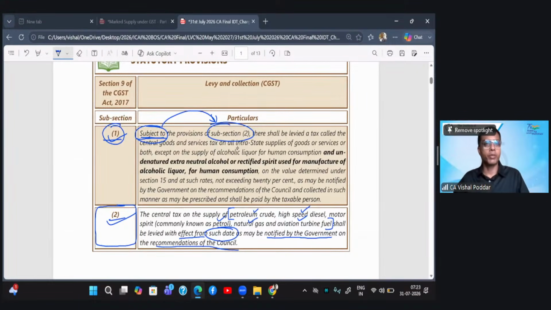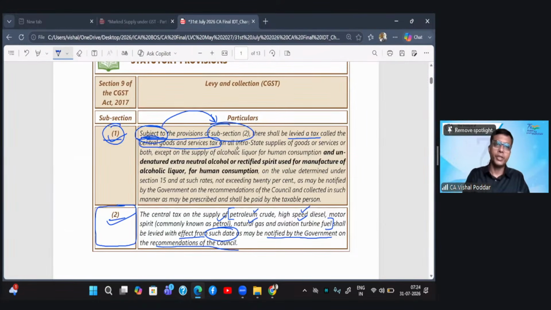What does subsection 1 of CGST and parallel SGST Act say? That there will be levied a tax. So we are talking about the charging section, and the charging section has to talk about when the tax shall be levied. So it is saying that we will levy a tax which will here be called CGST.